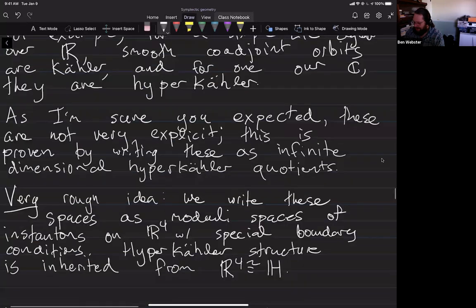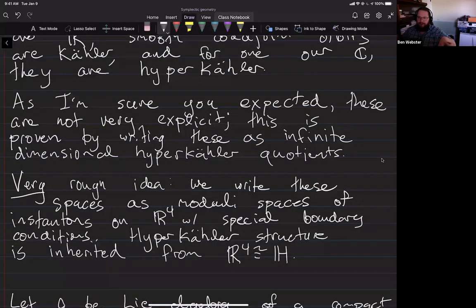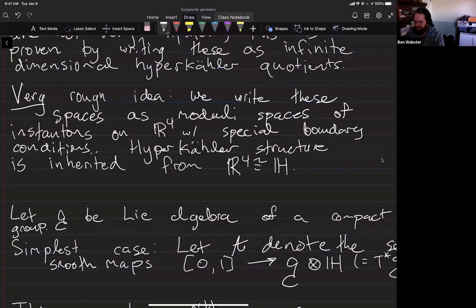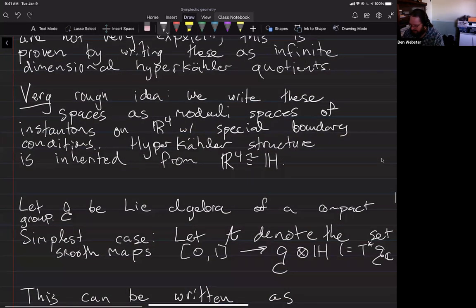I've got 20 minutes. We'll see how much of this I get through. Okay, there's an incredibly rough idea, which I'm not gonna explain the details of, which is that you can write these as moduli spaces of instantons on R4 with special boundary conditions. And so this hyperkähler structure sort of comes from the fact that R4 is the quaternions. That's secretly what's going on here. But there's a slightly less fancy way of thinking about this story. These instantons, this is anti-self-dual connections. We'll set those aside for a moment and do something much more concrete.